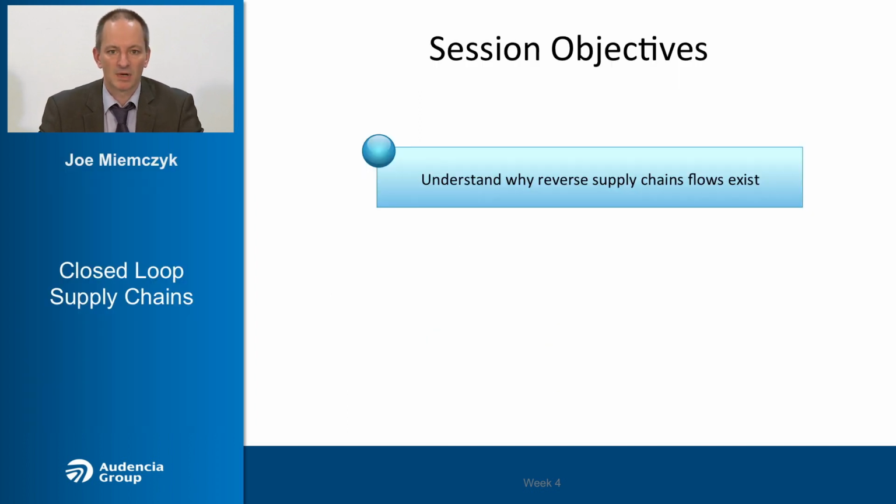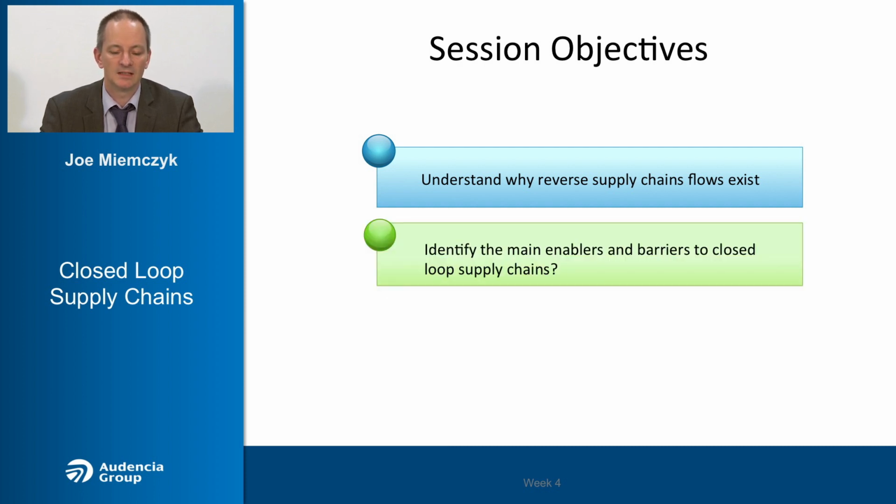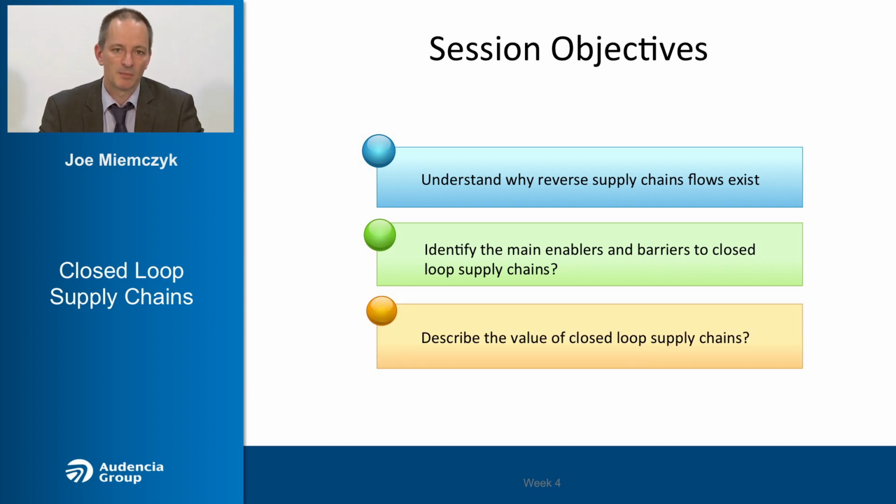The objectives of this part are to understand why reverse supply chains occur in the first place, what some of the key drivers are behind that, to understand what the main enablers are and what kind of barriers also exist to prevent closed-loop supply chains from being more effective, and to describe some examples of closed-loop supply chains to give you an idea of how companies in reality are putting in place these return flows, these circular types of supply chains, as opposed to the pure linear original supply chains we've described before.